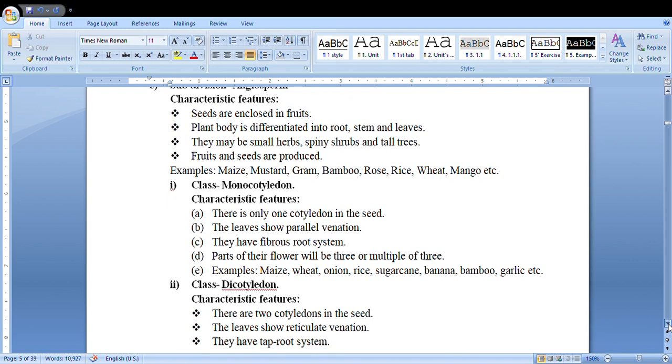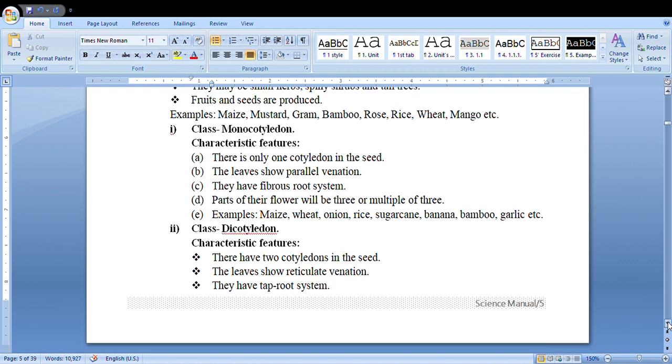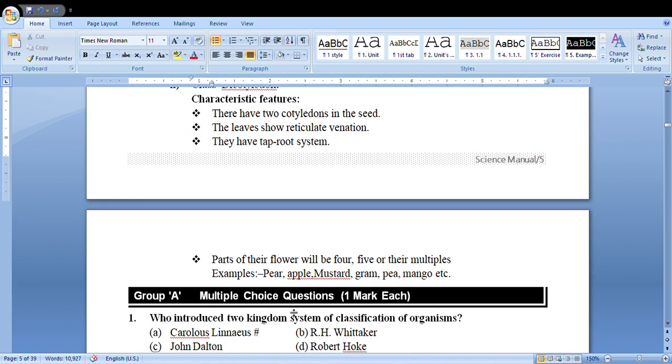Similarly, another class is dicotyledon. They have two cotyledons in the seed. The leaves show reticulate venation. Reticulate venation means one main vein and there are more branching from the veins. They have taproot system. Taproot system means there is one main root and from it secondary and tertiary roots are grown up. Such root system is called taproot system. Parts of their flower will be 4, 5 or their multiples. Example: pear, apple, mustard, gram, pea, mango, etc.